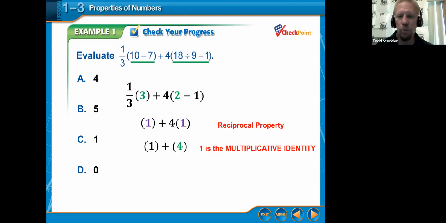Remember that the number 1 was the multiplicative identity. In other words, if you multiply any number by 1, that number remains the same because 1 is the multiplicative identity. And now finishing this off, 1 plus 4 gives us 5. So our correct answer here is letter B, the number 5.